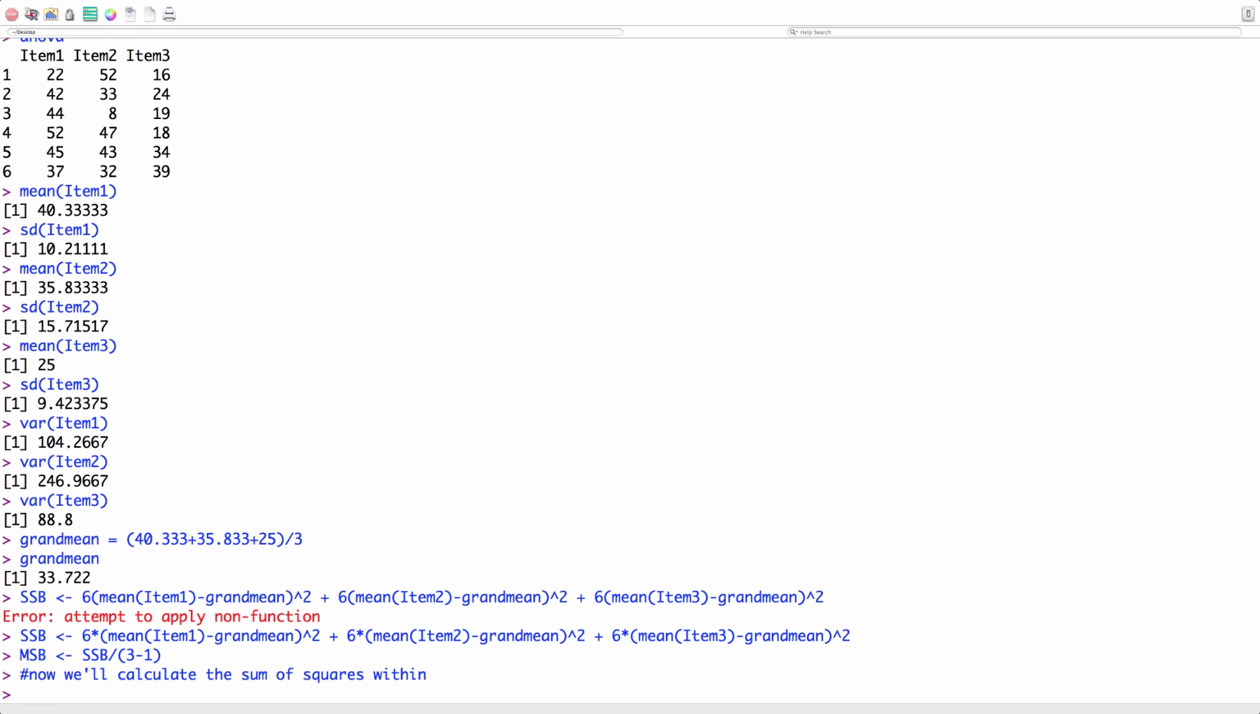sum of squares within. And if you remember, sum of squares within just is our sample size of each group minus 1, which will be in this case 5. Don't want to forget this multiplication sign. And it's going to be multiplied by the variance of item 1 plus 5 times variance of item 2 plus 5 times the variance for item 3.